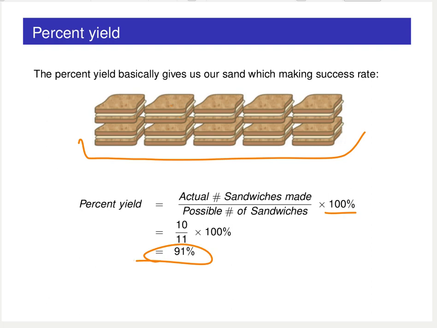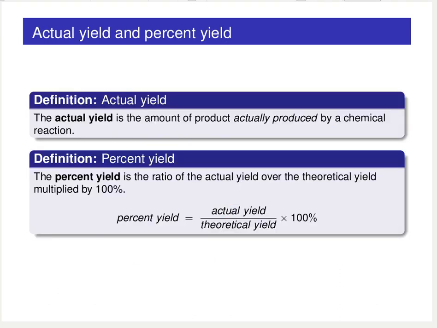We refer to the actual amount of product that's being formed as the actual yield. Our definition then is that the actual yield is the amount of product that is actually produced by a chemical reaction. So think actually produced for the actual yield. Then the percent yield is defined as this ratio of actual over theoretical multiplied by 100.